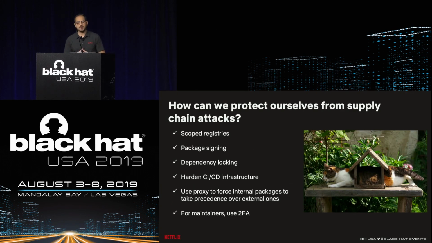So how can we protect ourselves from supply chain attacks? You can use scoped registries, and those will help you avoid the possibility of shadowing. It ensures that you always have distinct scopes for internal and external packages. You can also use package signing and dependency locking, although you probably have to keep updating your dependency locks so you can get the latest and greatest. You can also harden your CI/CD pipeline infrastructure, and you can use a proxy to force internal packages to take precedence over external ones. And for maintainers, you can also use 2FA to protect your accounts.